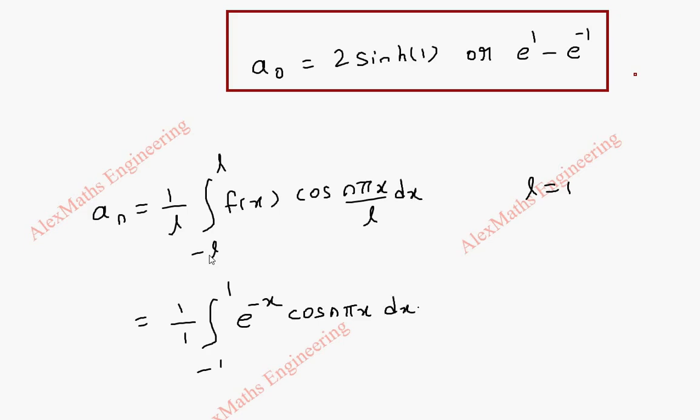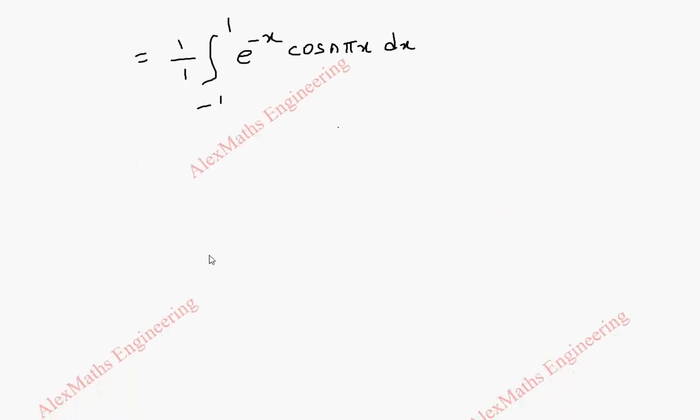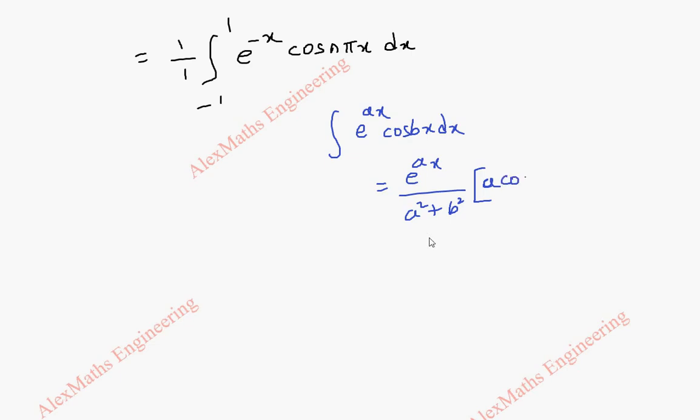Now when we want to integrate this, we have a basic integration formula. We are going to apply that formula directly. Integration of e power ax into cos bx equals e power ax by a square plus b square into a cos bx plus b sin bx. And here in place of a we have minus 1, and in place of b we have n pi.